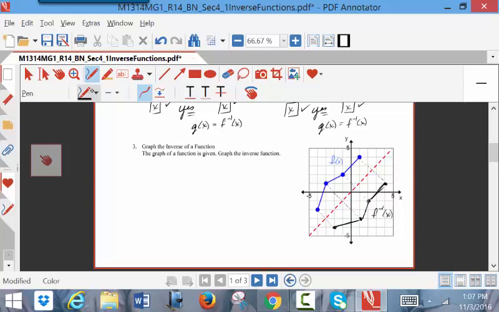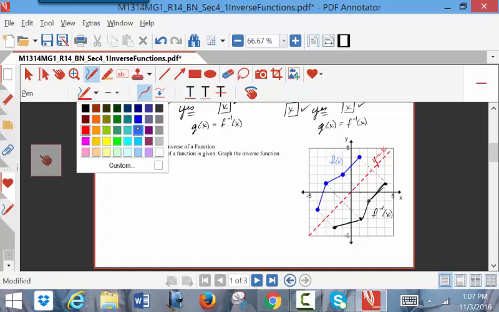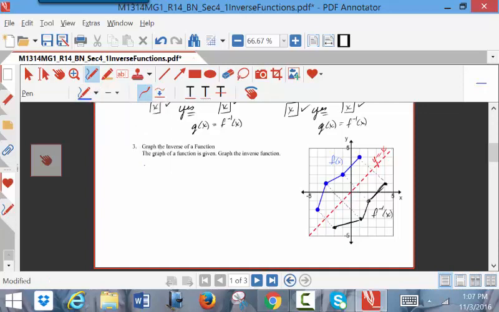Anybody know the equation of that red dashed line? It is y equals x. So when you reflect something over the line y equals x, you're creating the graph of the inverse of that function. Now, before I go further, let's take a look at this in a little greater depth. Let's take a look at f of x and the names of all those points.